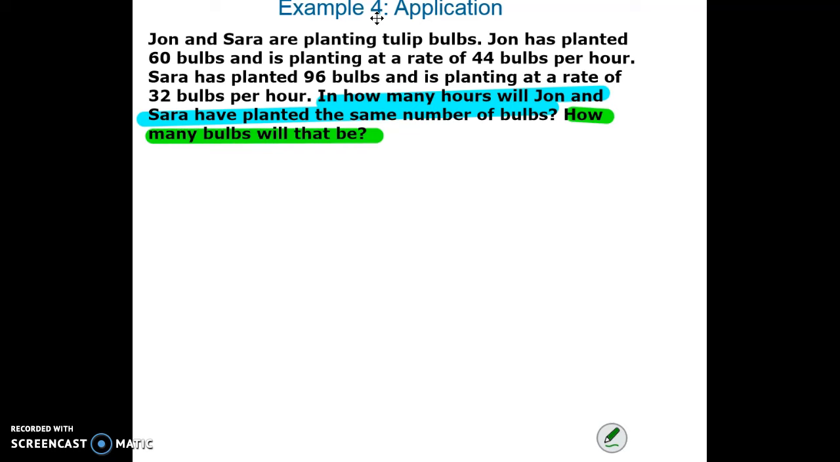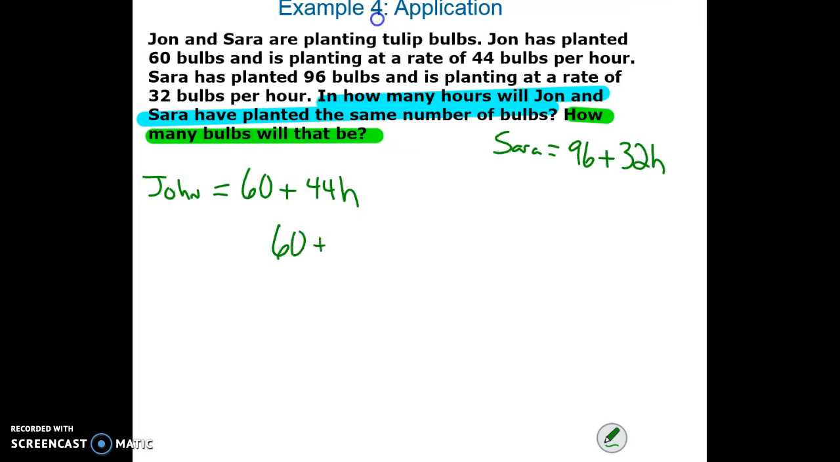Let's do it. John has planted 60 bulbs, right? John has planted 60 bulbs plus 44 per hour, right? Sarah, so this is John. Sarah has planted 96 bulbs and is doing 32 an hour. The question is, where are these two equations equal? So 60 plus 44H equals 96 plus 32H.